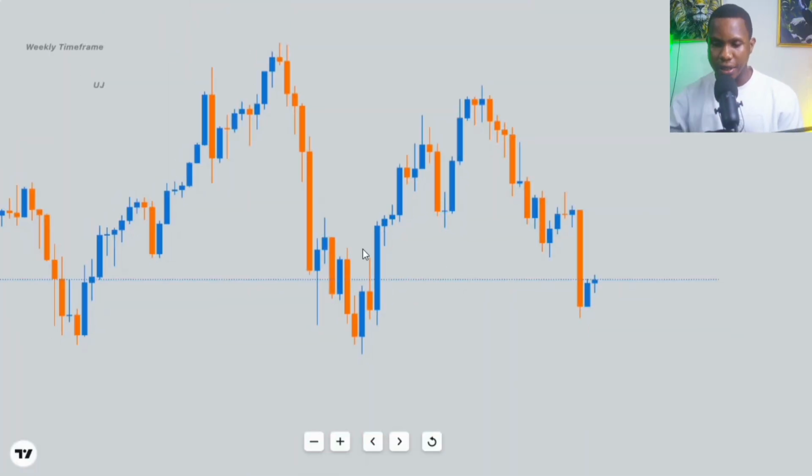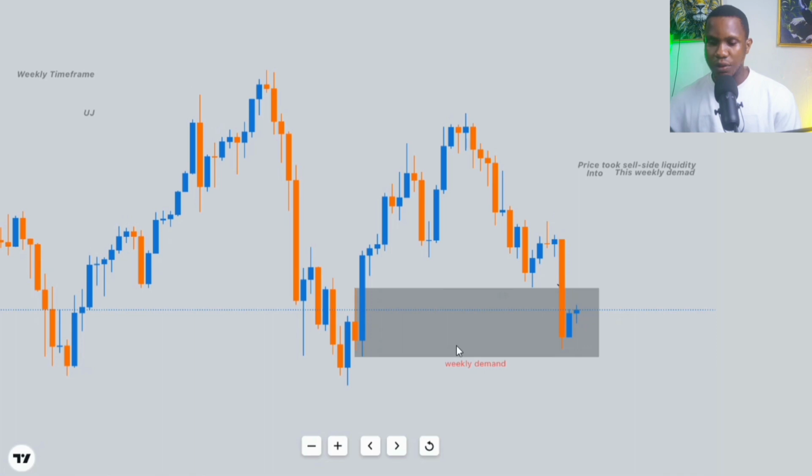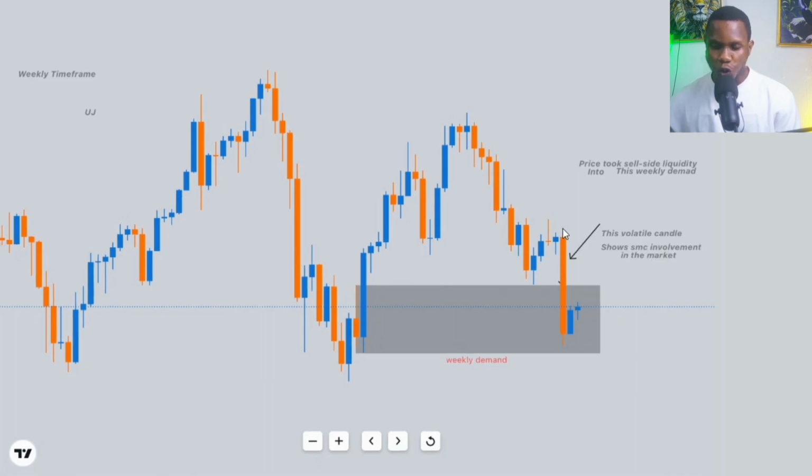I moved to the weekly time frame. First of all, we can see what price did. Look out for this sell side liquidity right here, and this is our weekly demand zone right here. It swept this sell side liquidity into this weekly demand zone with this volatile candle showing the smart money involvement in the market. If you've watched my videos, you know what I talk about.